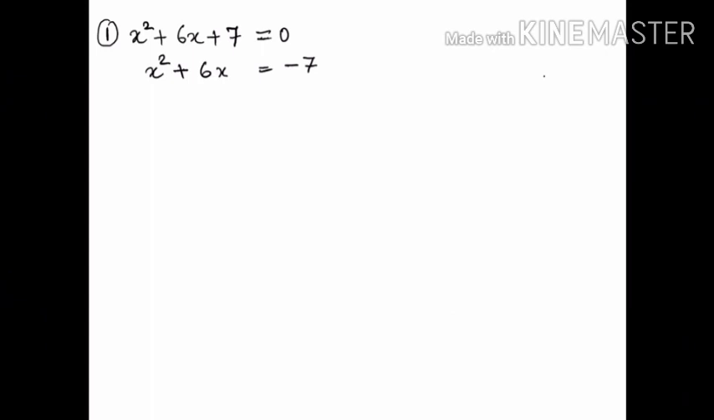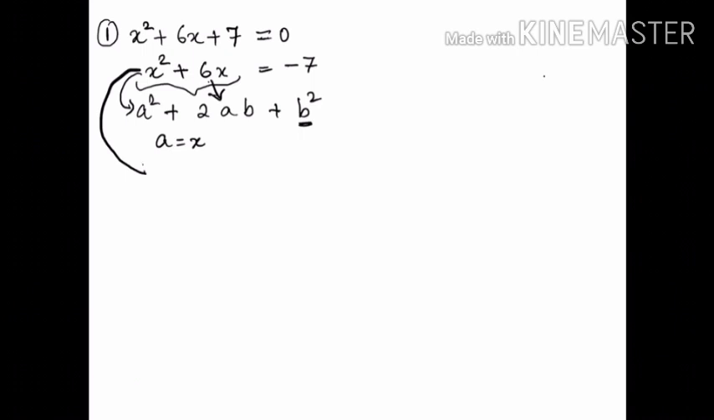To find what we need to add, we will have to write down the left side as a square plus 2ab plus b square, where the x square is the a square term and 6x is the 2ab term. So we have added b square to the left side. So on comparing these two, a is x. So let's write down the given equation.